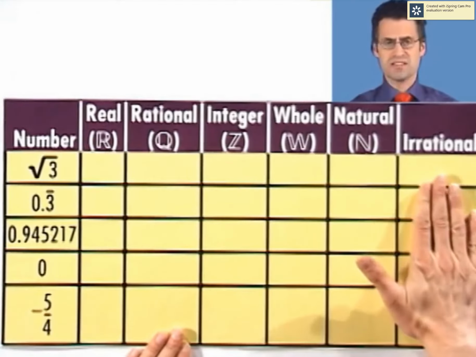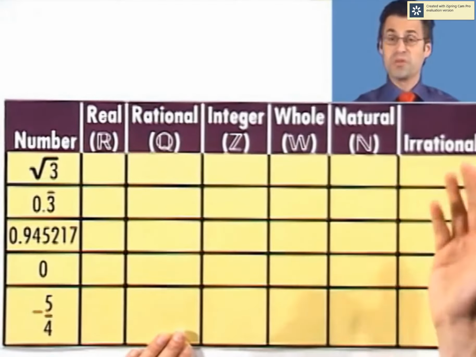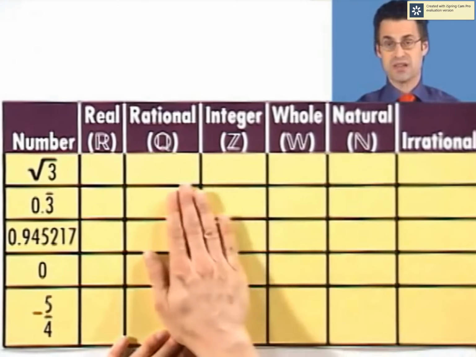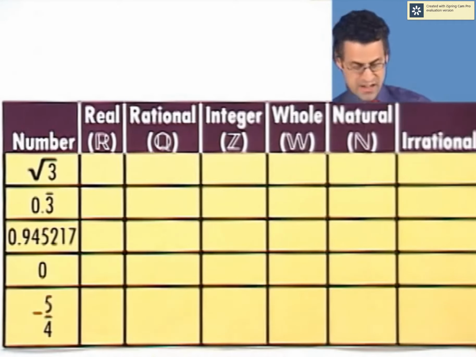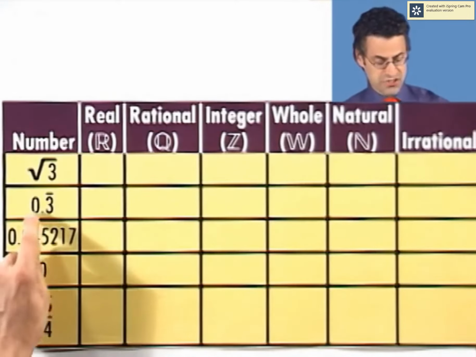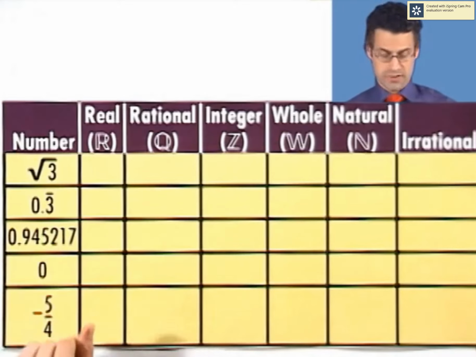And the irrational ones, these are the sort of mysterious ones. They're the leftover numbers, the numbers that don't fit into any of these other categories right here. So let's try and see if we can actually check off all that apply for each of these numbers. So let's start with the second one. I'm going to leave the first one for last.